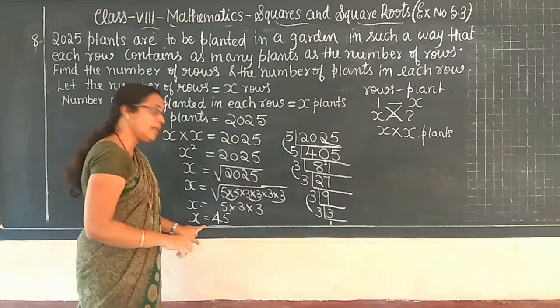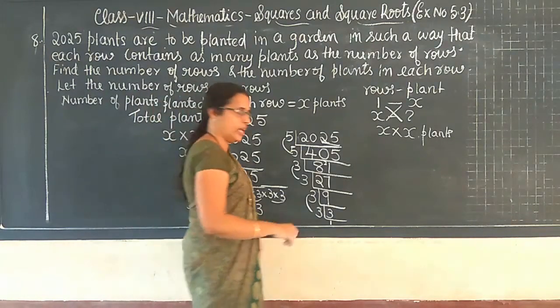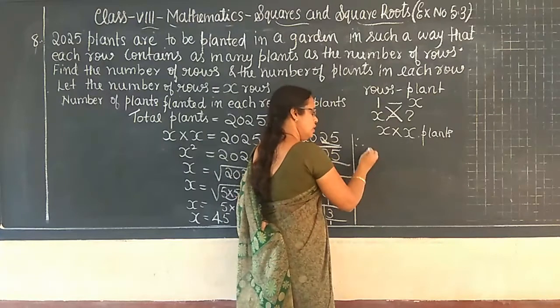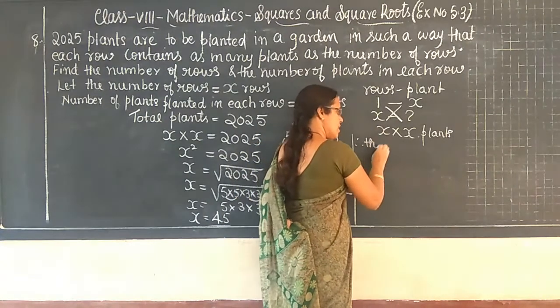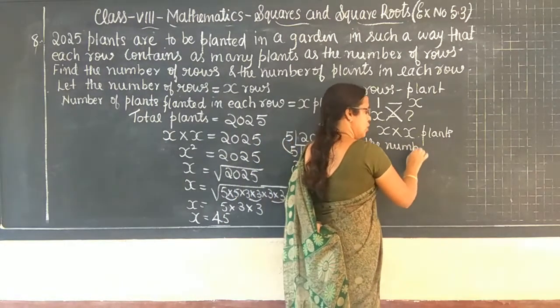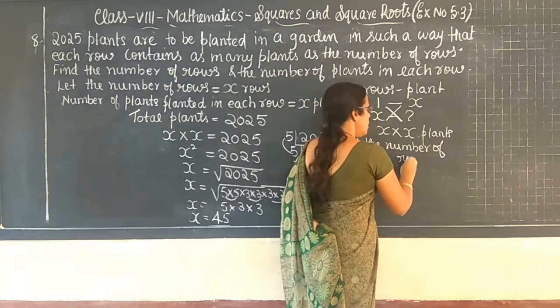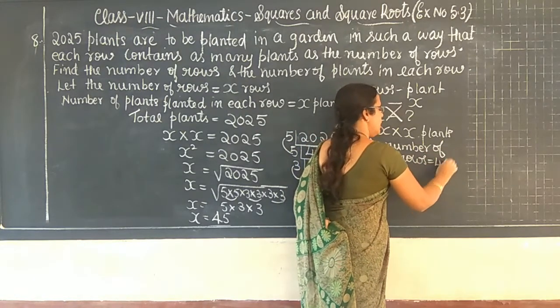How many rows are there? 45 rows are there. Therefore, the number of rows is equal to 45.